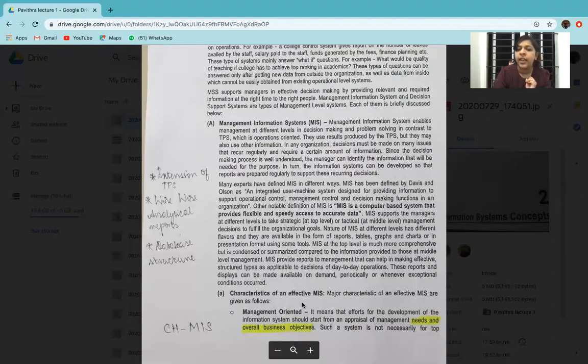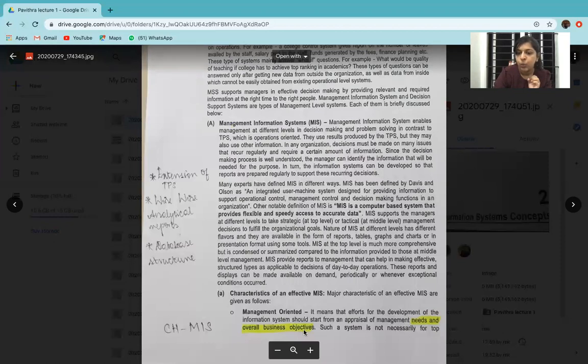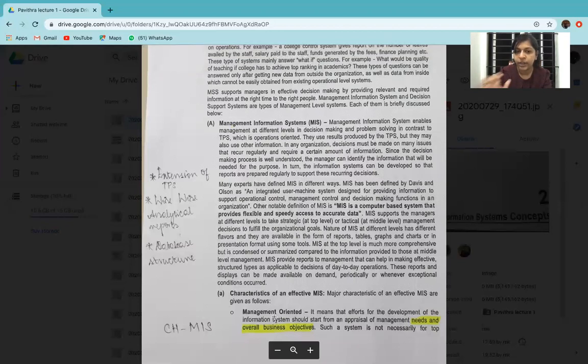Why do we say that an MIS is management oriented? Because it all focuses on the needs and the overall business objectives, which is also the work of the management. So you can say it is management oriented.